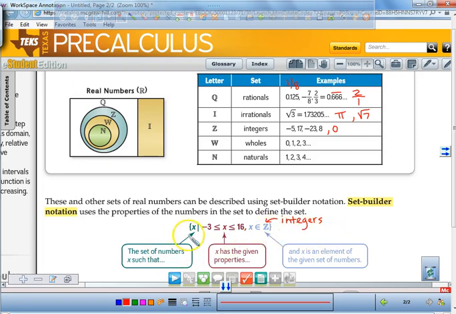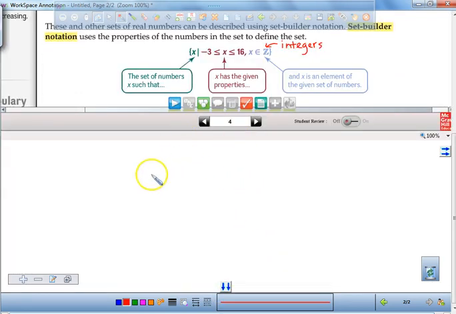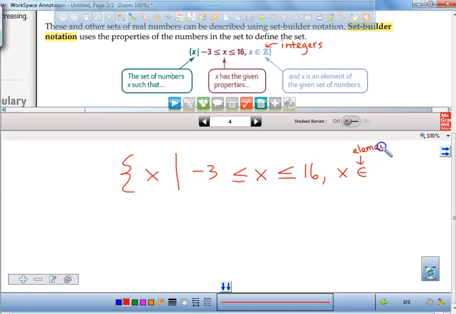So we're going to read this statement right here. I'm going to write it a little bit bigger. This is the set of all x values such that x is less than or equal to 16, but greater than or equal to -3. All of my x values are an element of, this little e, in your journal, I want you to write the word, this means element. It's an element of the set called integers. So that's all of it in words if you were to describe that.